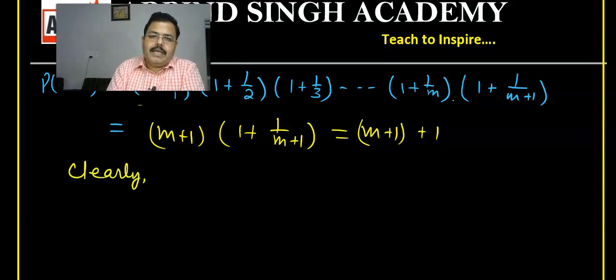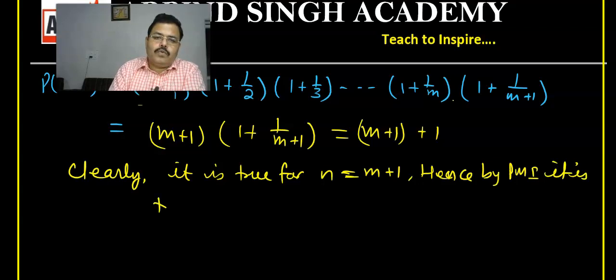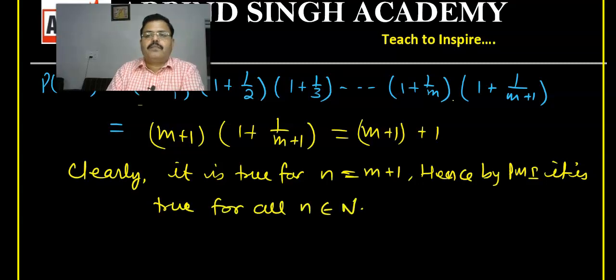So clearly, it is true for n is equal to m plus 1. Hence, by PMI, it is true for all n belonging to N.